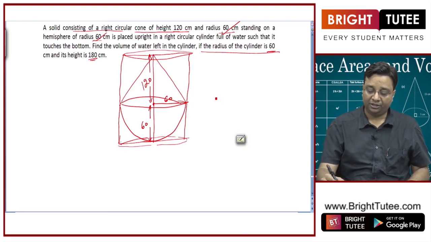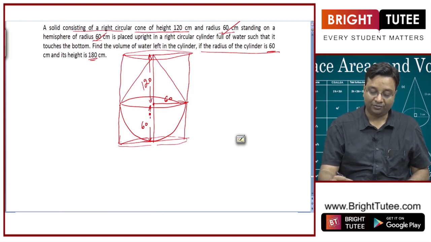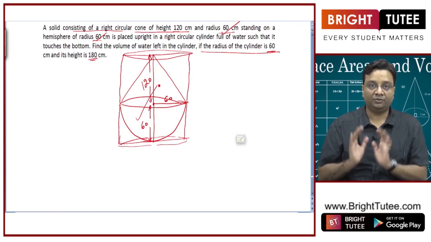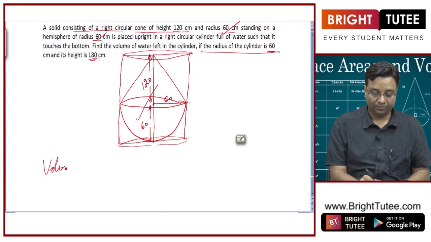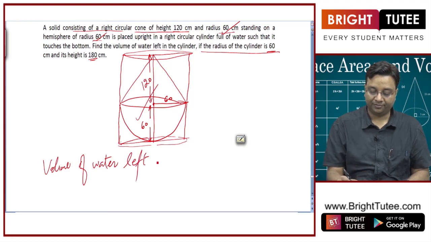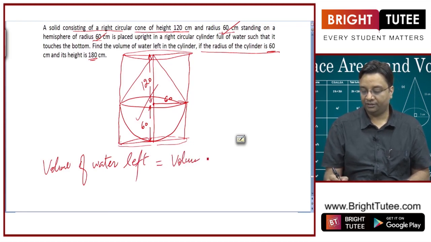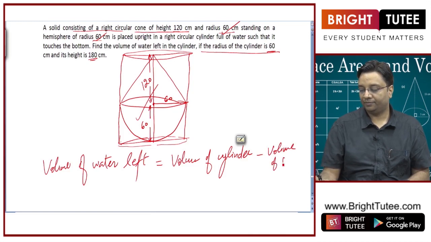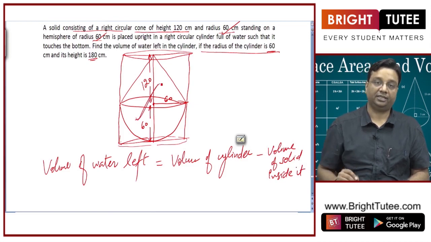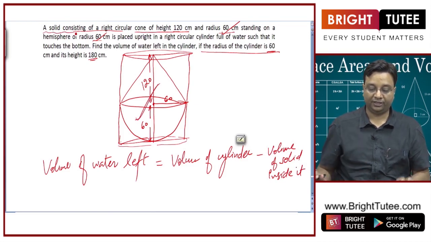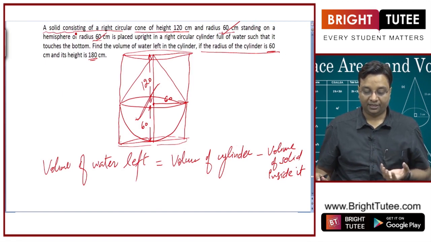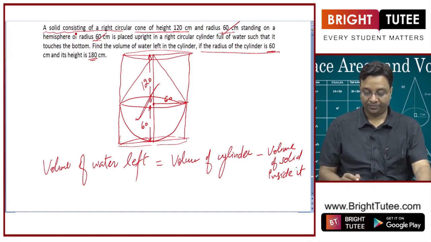So now what we need to do is we just need to subtract the volume of this solid from the volume of cylinder. So volume of water left in the cylinder is equal to volume of cylinder minus volume of solid inside it. This is the solid that I am talking about, right? A solid consisting of a right circular cone and this hemispherical shape.